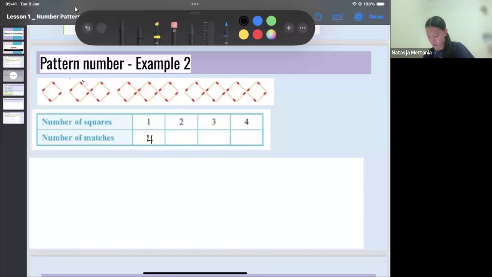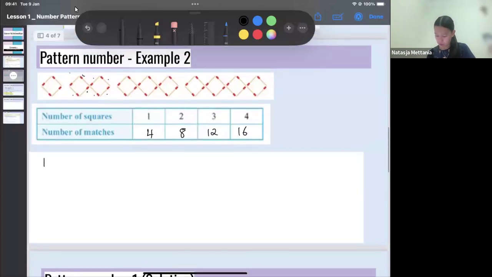Then 1, 2, 3, 4, 5, 6, 7, 8 for the second one, and just count it. That's all we're doing. Yeah. I think it's very self-explanatory. And I'm just going to write down the answers here. Now, what I would like to do is, I'm talking about relationships, the number of squares and the number of matches. So what I'm going to do is I'm going to write this down.